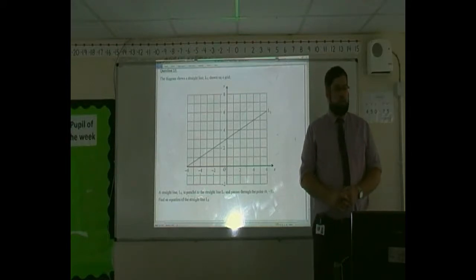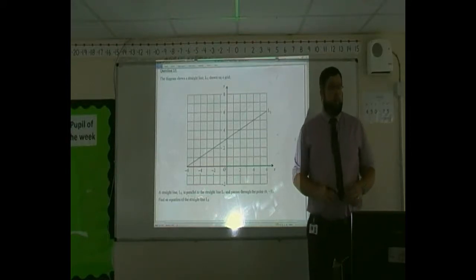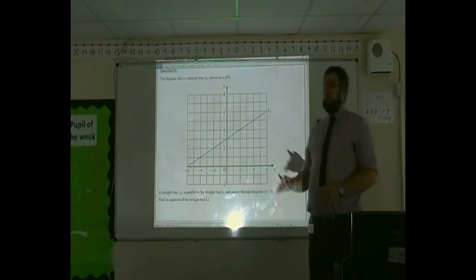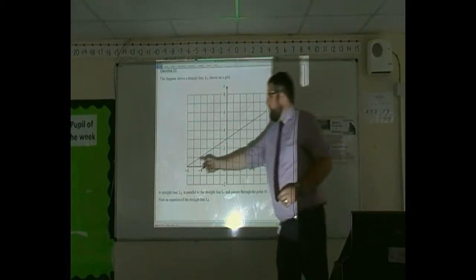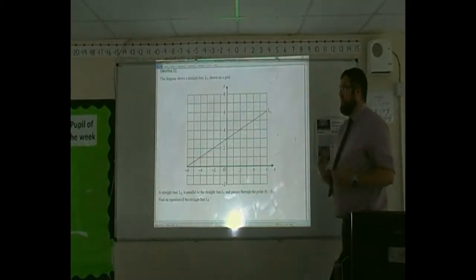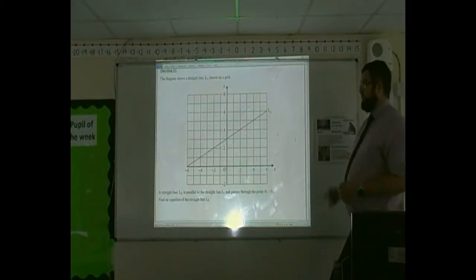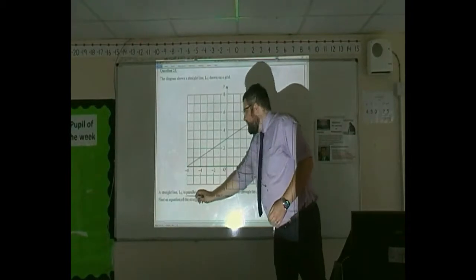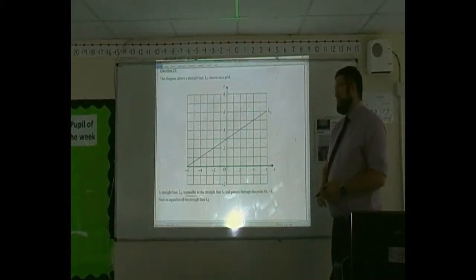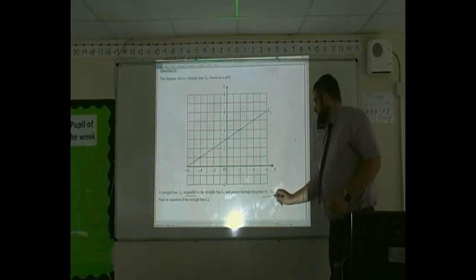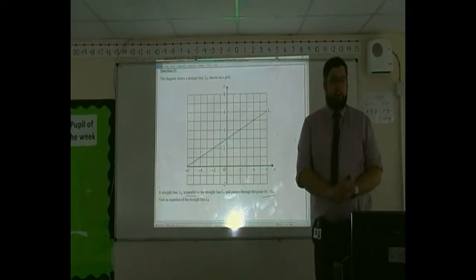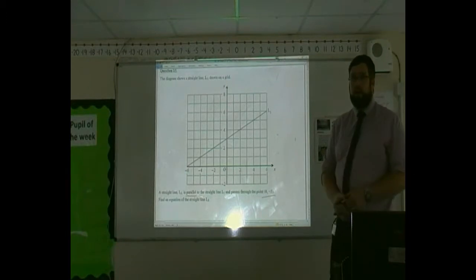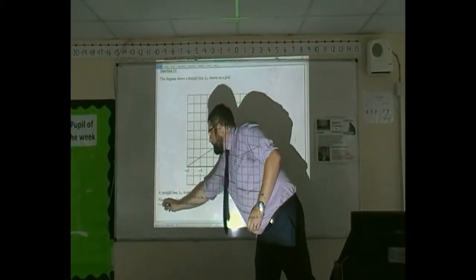Question 23, which is also question 4 on the higher paper. We're given a diagram which shows a straight line L1. We're told that another straight line, L2, is parallel to the straight line L1 and passes through the point 0, minus 5. We are asked to then find the equation of this second straight line, L2.